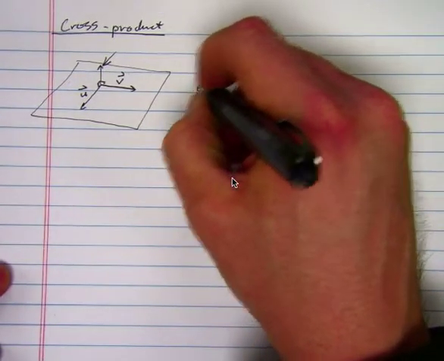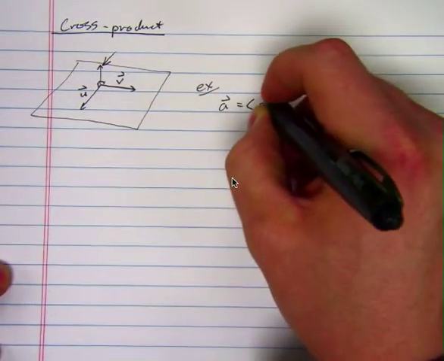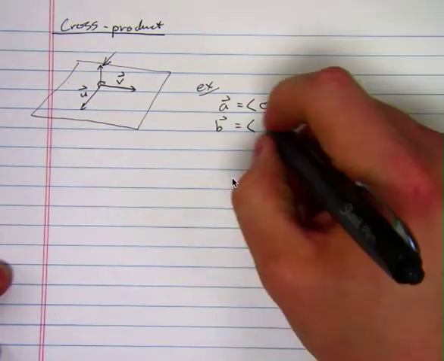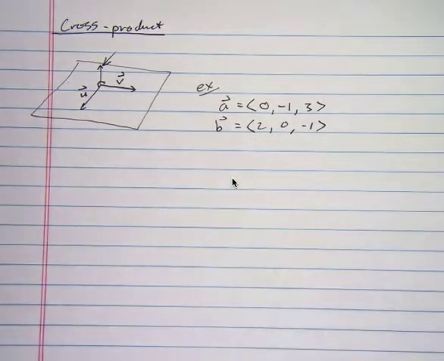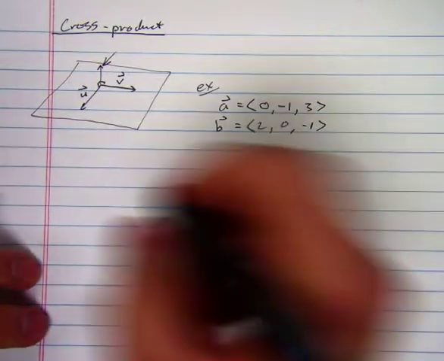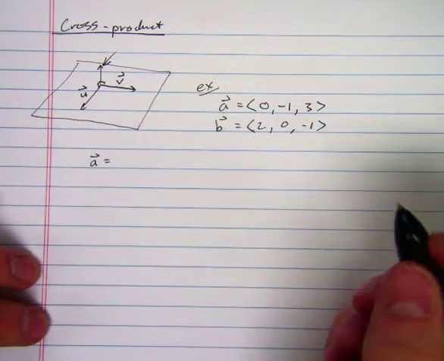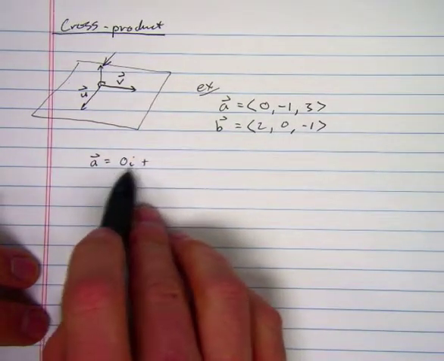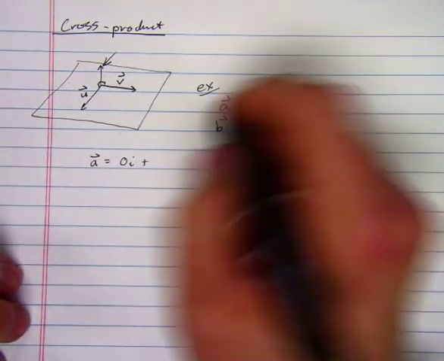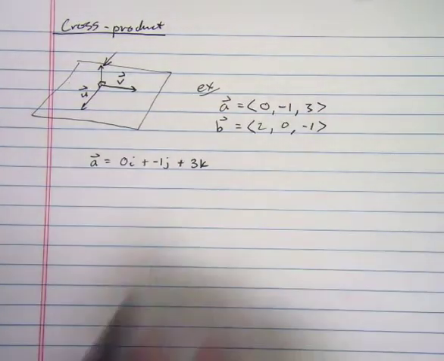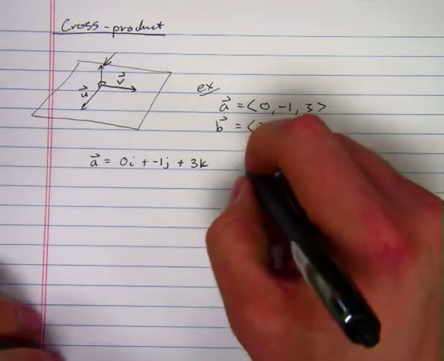So for example, I'm going to take a, 0, -1, 3, and I'm going to cross it with b, 2, 0, -1. And just because of the notation, the best way to do this is to turn these into our engineering vectors. So I'll write it here. A would be 0i. Now, we wouldn't really have to write that, but I'm doing it just so we don't get mixed up here. -1j, and then the last one would be 3k. So k would be our third one when we're doing three-dimensional vectors.